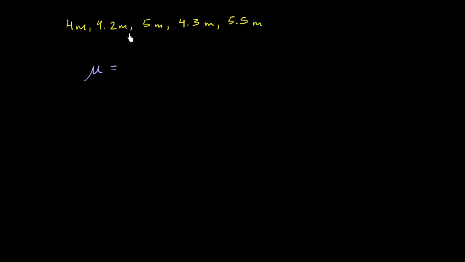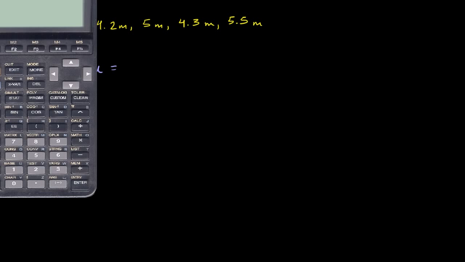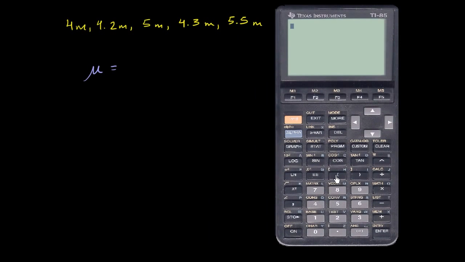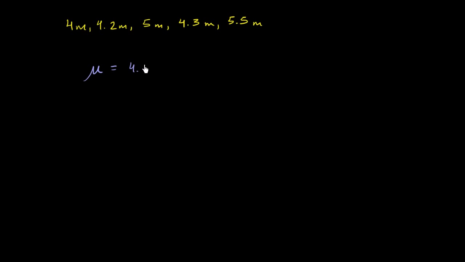Well, we just have to add all of these data points up and divide by 5. I'll just get the calculator out so it's a little bit quicker. So this is going to be 4 plus 4.2 plus 5 plus 4.3 plus 5.5. And then I'm going to take that sum and divide by 5. And I get an arithmetic mean for my population of 4.6. So that's fine. And if we want to put some units there, it's 4.6 meters.